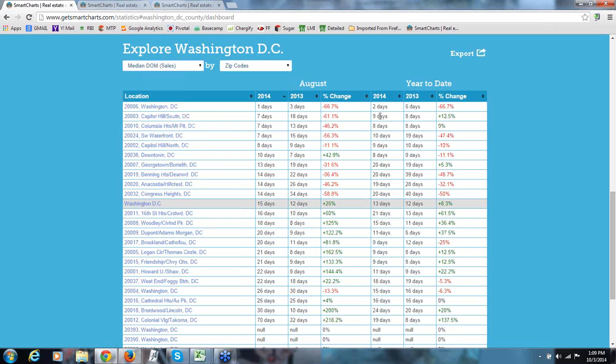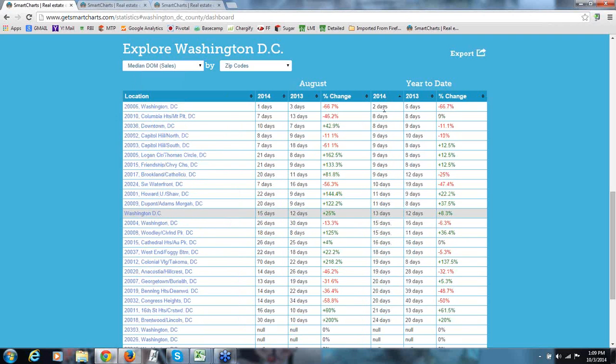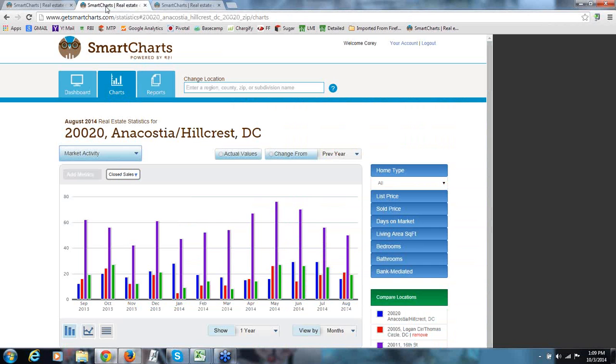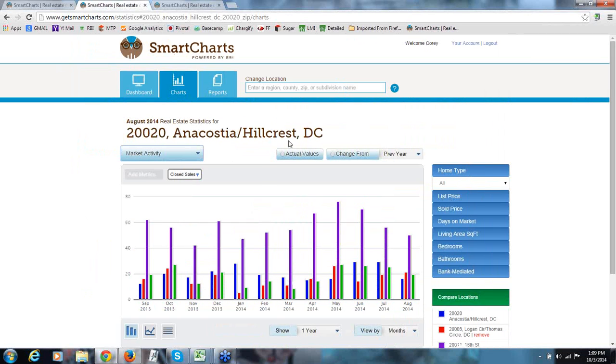If we switch this to median DOM, the default sort is from lowest to highest. So we can see that there's one zip code, 20006, where year-to-date half the homes have sold in 2 days or less. I'm guessing that's not a very high volume zip code. But back to the zip code that we wanted to look at and see what was going on with it. So this is 20020. This is the Anacostia zip code.